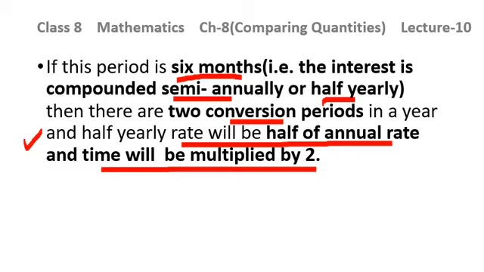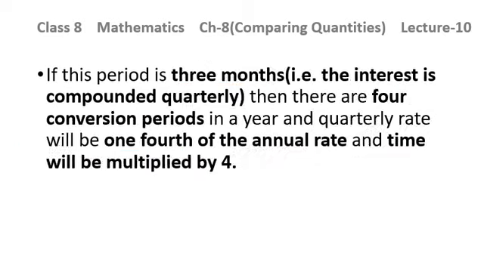So if this period is 6 months, that is the interest is compounded semi-annually or half yearly, then there are two conversion periods in a year, and the half yearly rate will be half of the annual rate. You need to divide the rate by 2 and time will be multiplied by 2. This will be the effect on time and rate.